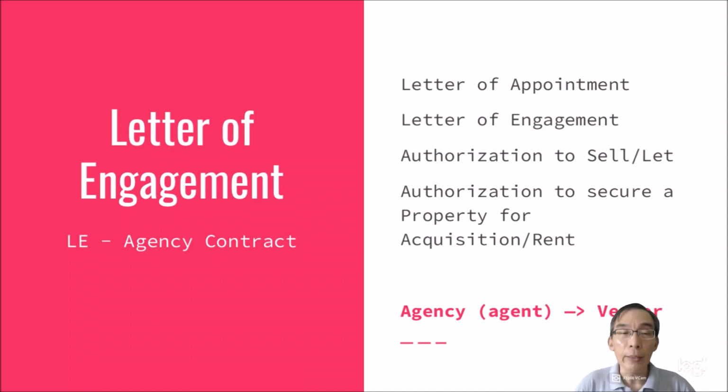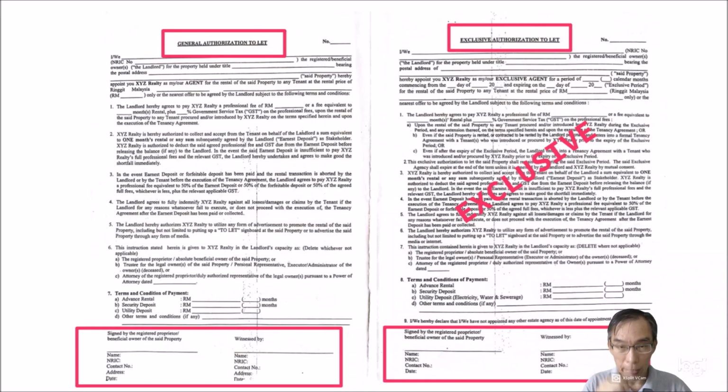So this letter of engagement is actually between the agency or the agent, who is the principal of the agency firm, and the owner, whom we call the vendor. The normal scenario is that the agency firm will prepare a letter of engagement and give it to the vendor to sign. So this part in the MEAS standard looks like this: general authorization to let or exclusive authorization to let.